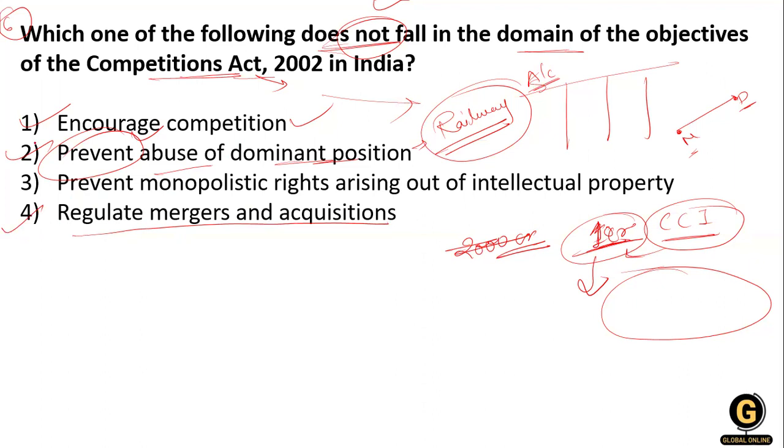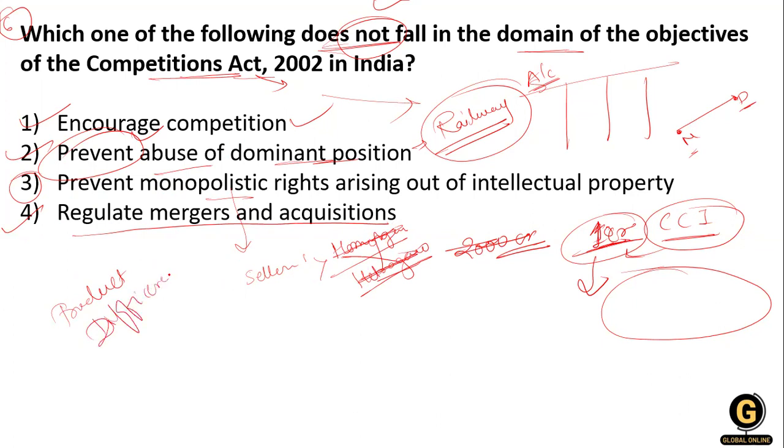Clear. Now option number three is talking about preventing monopolistic. You know what monopolistic is, where there are many sellers and many buyers, but the products are heterogeneous. The products are different. They have product differentiation. So what is product differentiation? Product differentiation means like a mobile.